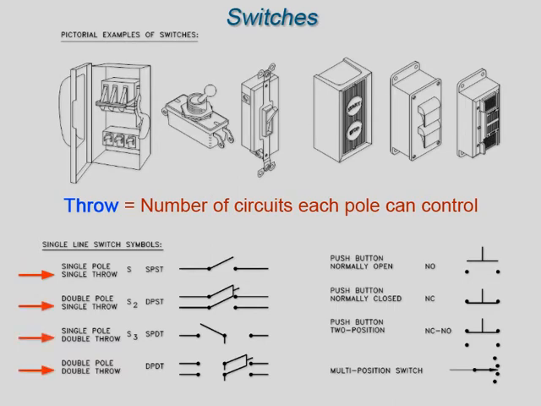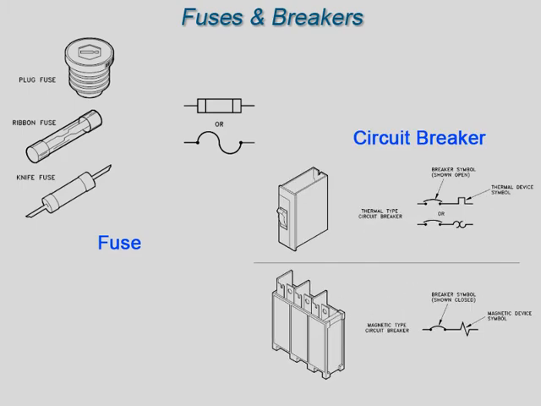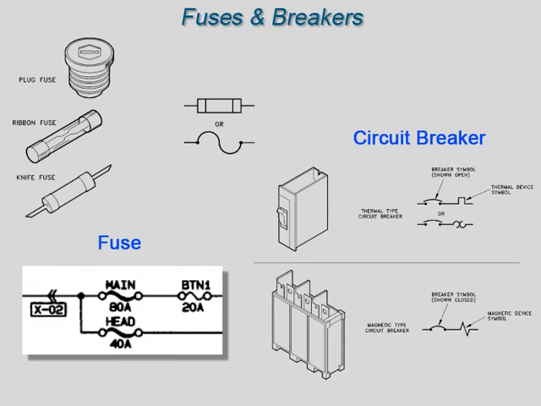This figure provides the common symbols that are used to denote automatic switches and their normal status and/or method of actuation. Here are the pictures and symbols for basic fuses and circuit breakers for single-phase applications. In addition to the graphic symbol, most drawings will also provide the rating of the fuse next to the symbol. The rating is usually in amps, sometimes in milliamps for electronic fuses.